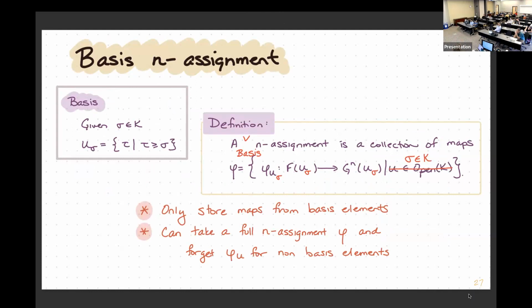All right, so my basis n assignment is a collection of maps where my open sets have to be the ones that are the upset of some particular cell in K. And it's just the information that comes from those pieces, right? So now I'm doing my collection of open sets over all the cells in K rather than over all the open sets. I only have to store the maps from the basis elements, or alternatively, you handed me some full n assignment, and I just forgot about all the information you told me about the things that weren't basis elements.